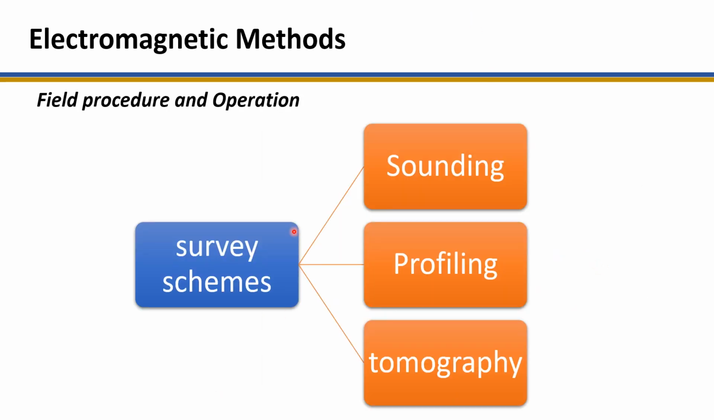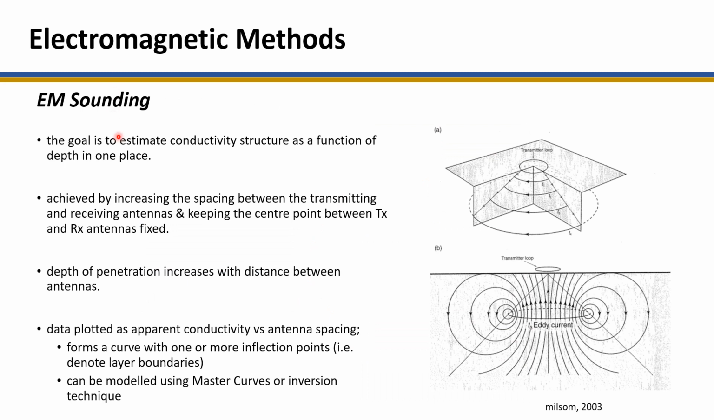Now we move into field procedures and operations, like the resistivity survey. EM also has three types of survey scheme: sounding, profiling and also tomography. Now let's take a look at EM sounding first. The goal is to estimate conductivity structures as a function of depth in one place. The goal of electromagnetic sounding is to estimate the conductivity structures of the subsurface as a function of depth.